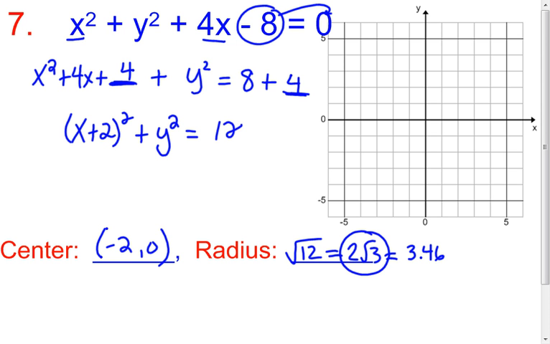But when you go to graph it, that value is not very helpful. You kind of need to have a decimal. Okay, so the center is at -2, 0. And then my radius is 2 root 3, which as a decimal value is 3.46, about 3.5. So I'm going to go about 3.5 up, and about 3.5 to the left, and about 3.5 down, and about 3.5 to the right. And there's where my circle should end up. Not perfect and pretty, but pretty close. Okay? And that should be a little review of circles for you.